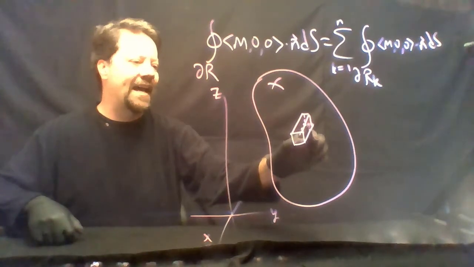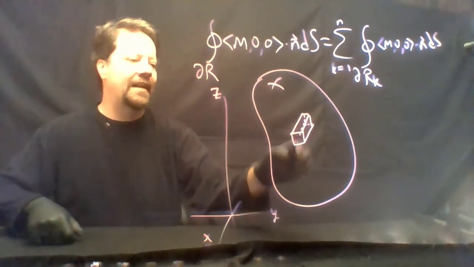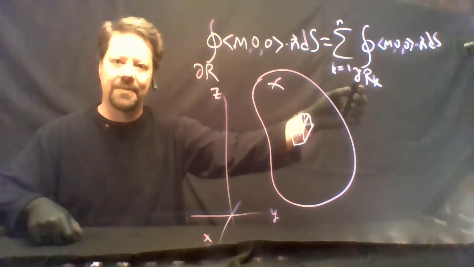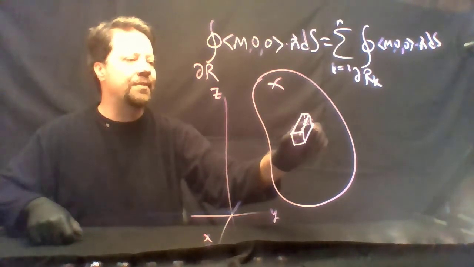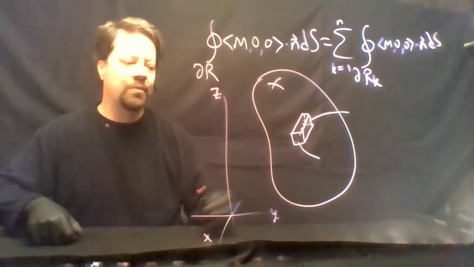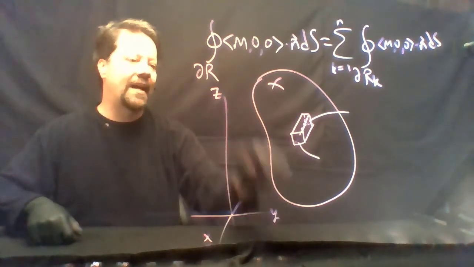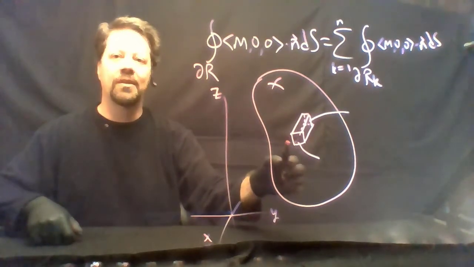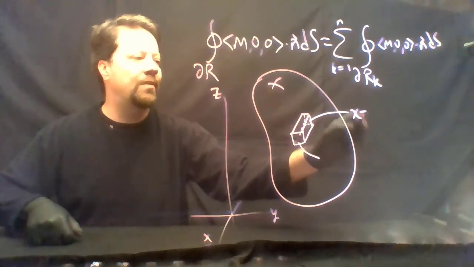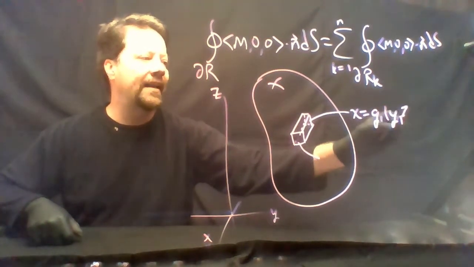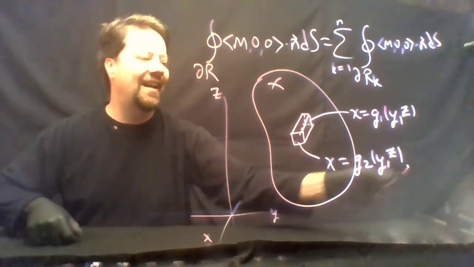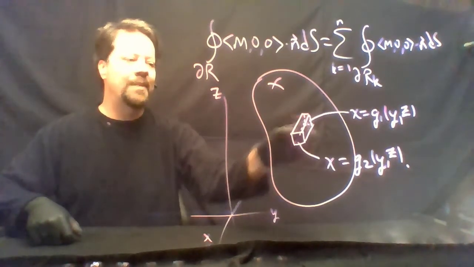So we're going to have a back face and a front face. All of the other interior faces are going to cancel out between themselves in this sum. The only ones that will survive are the back face and the front face. Both of those will be x values dependent upon y and z values. The domain of parameters will be y and z because we've cut parallel to the x-axis. We'll have x equals g1 of y and z, and x equals g2 of y and z, describing those two pieces of surface.